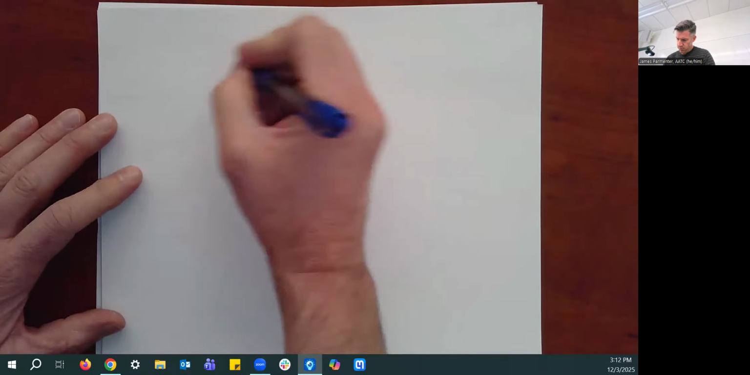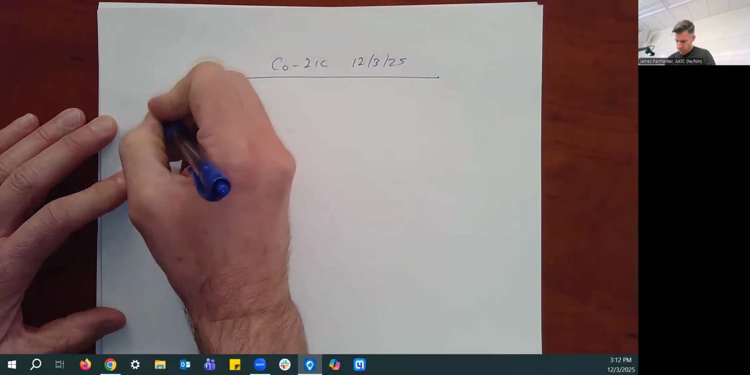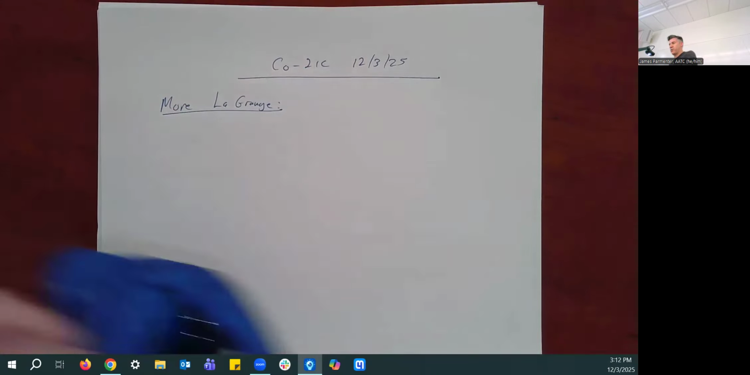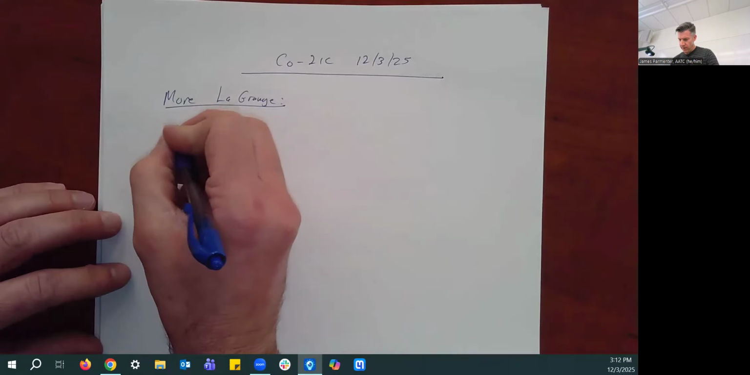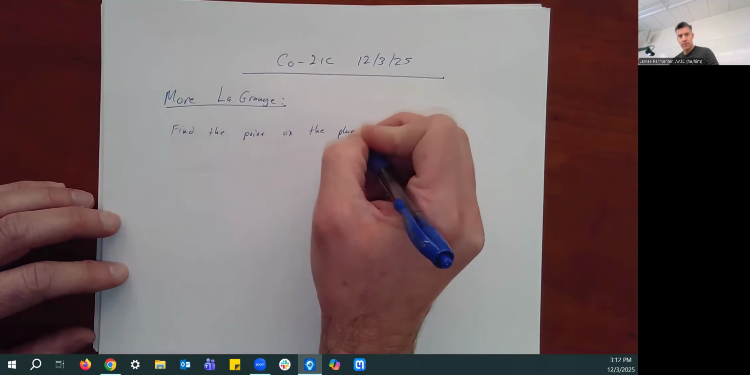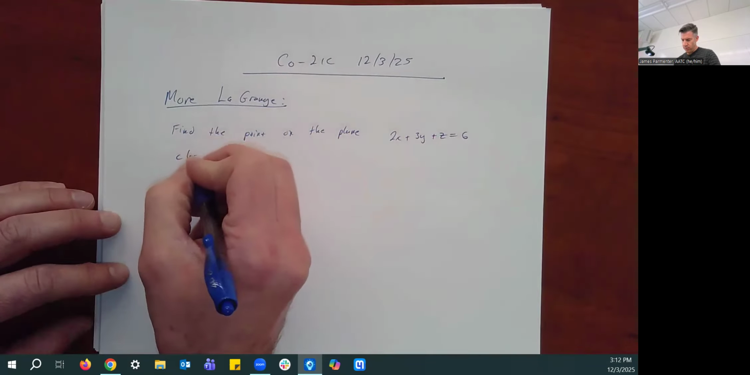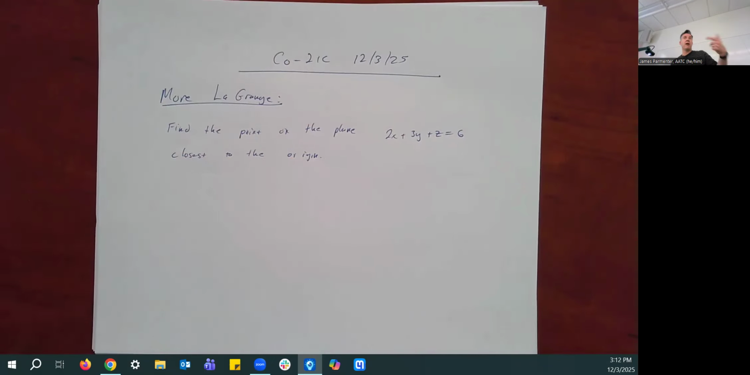All right, more Lagrange multipliers. So actually let's finish the problem we were doing last time, where we were trying to find the point on the plane 2x plus 3y plus z equal to 6 closest to the origin. So in this problem, we were trying to minimize the distance from our plane to our origin.